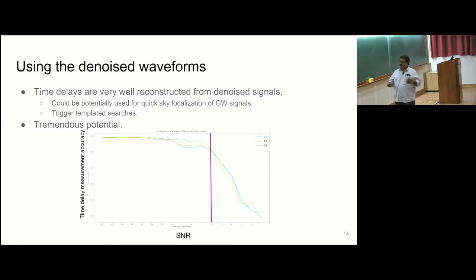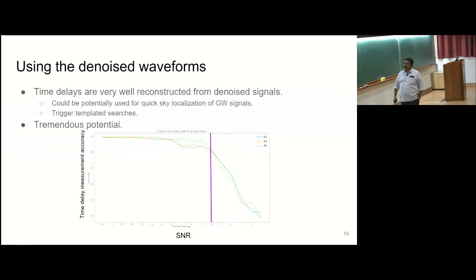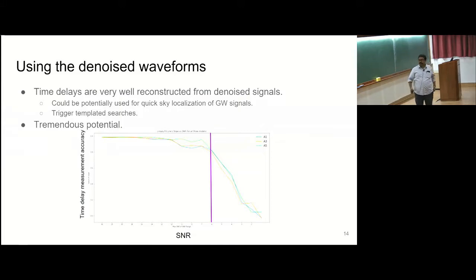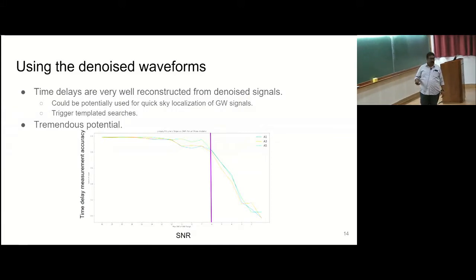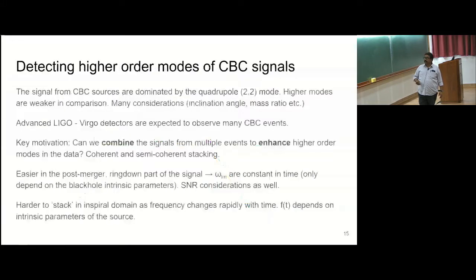So, for instance, here is a plot where you see 3 different models. And the y-axis is some measure of the time delay measurement accuracy, and the x-axis is the SNR. And you see at SNR 6 and above, these are very early results, but still they show quite good potential for calculating the time delays.